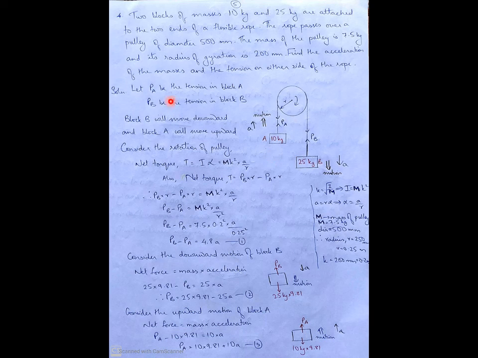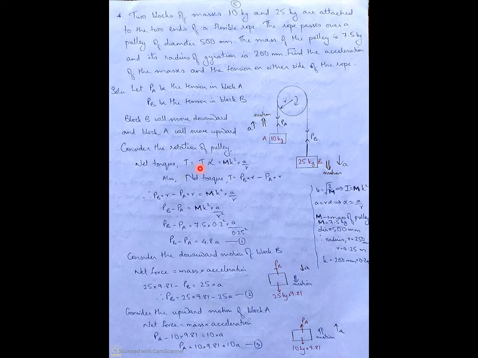So we know PA and PB is given. We want to find that. Now what will be the direction of motion? As the 25 kilogram mass is greater than the 10 kilogram mass, block B will be moving downwards and block A will be moving upwards. So the first case, to find the torque, we have two equations.